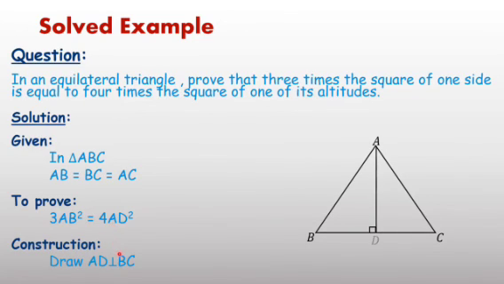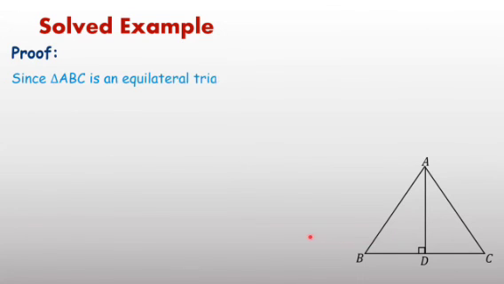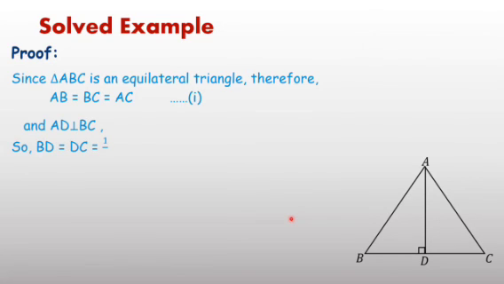For that, draw AD perpendicular to BC. One altitude is drawn here. AD is perpendicular to BC. Since it is an equilateral triangle, D is the midpoint of BC. Now prove. In triangle ABC, all three sides are equal, AB equals BC equals AC, because it is an equilateral triangle. And AD is perpendicular to BC, so we can write BD equals DC equals half of BC.